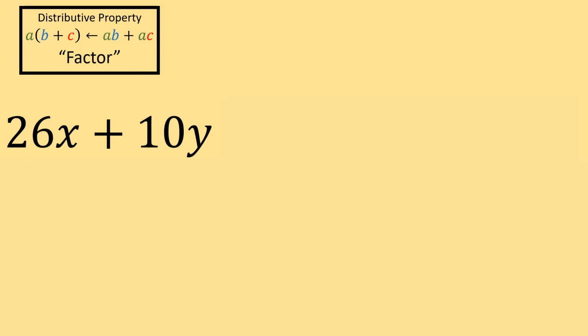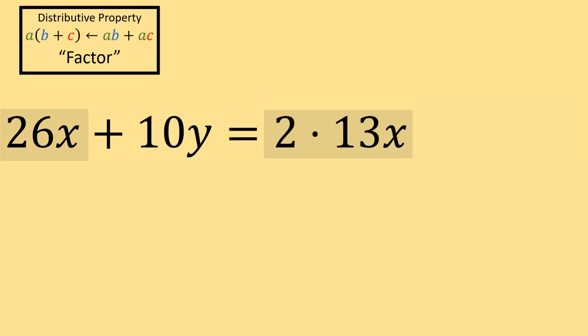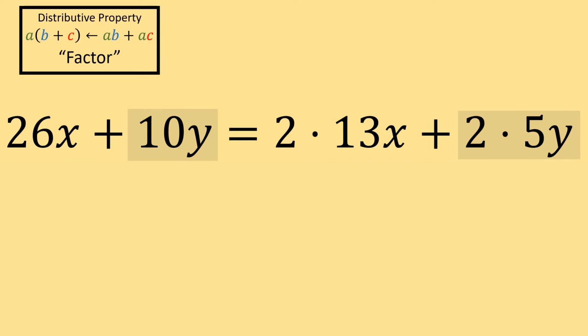And we'll notice that they don't have a common variable, so I can't factor that out. But each of the terms are even, and so I could rewrite each one of these as 2 times something. So I can rewrite 26x as 2 times 13x. And 10y is 2 times 5y.